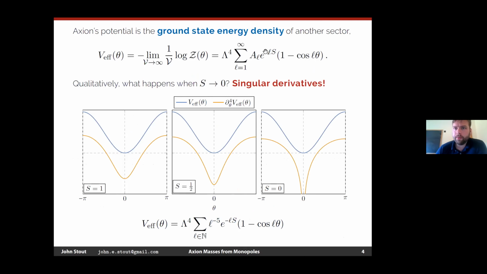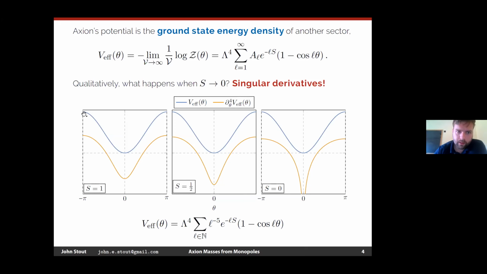When I'm losing this exponential suppression, I can start taking derivatives with respect to theta of this effective potential, which is usually defined as the logarithm of some Euclidean partition function as a function of theta, and I strip off the spacetime volume to get an actual effective potential energy density. If I start taking a bunch of derivatives of this, there are going to be some derivatives that are singular somewhere along this field space. A very simple example is this function here, where I have an L to the minus 5 polynomial suppression. This A_L factor is L to the minus 5, and I have this exponential factor that I can dial to 0.